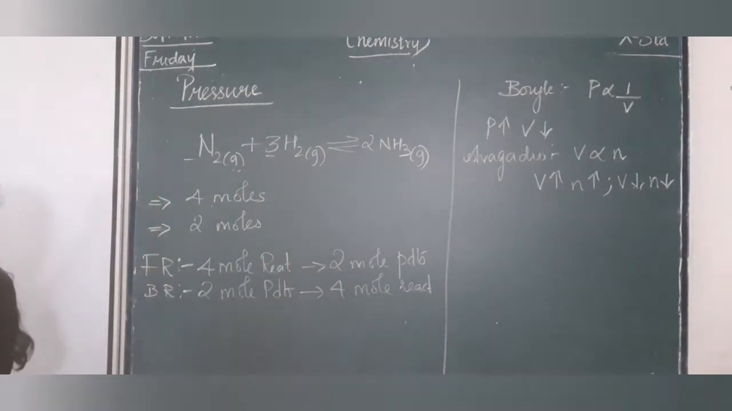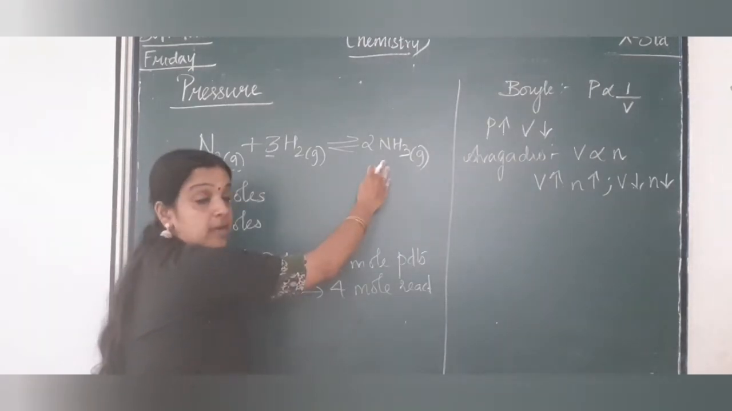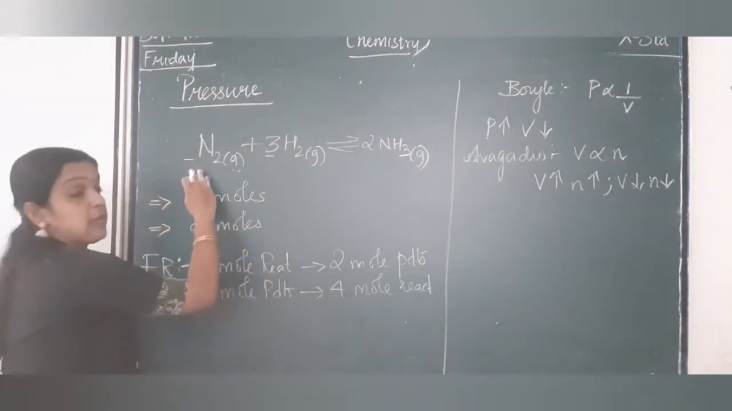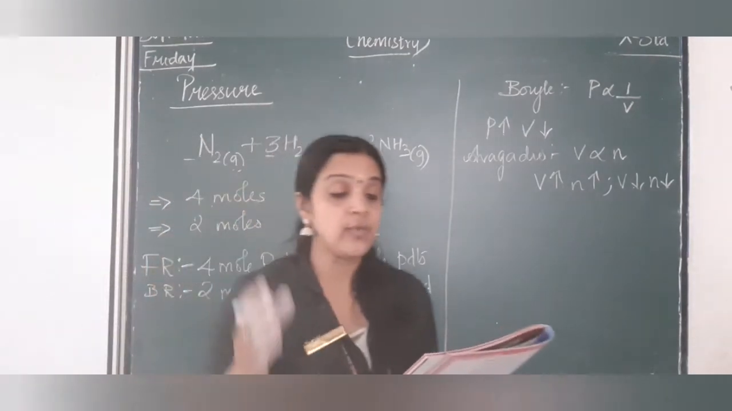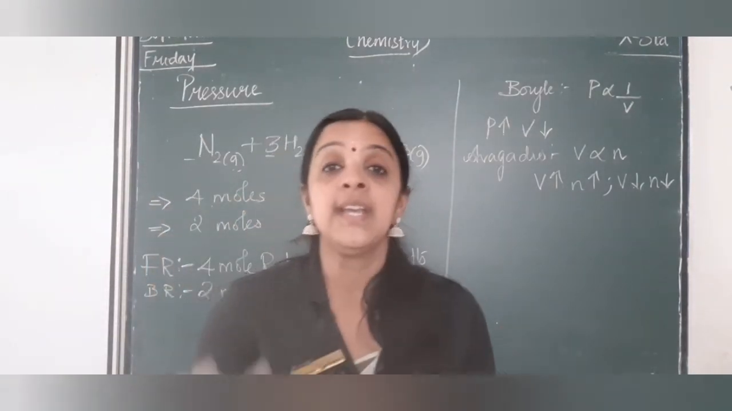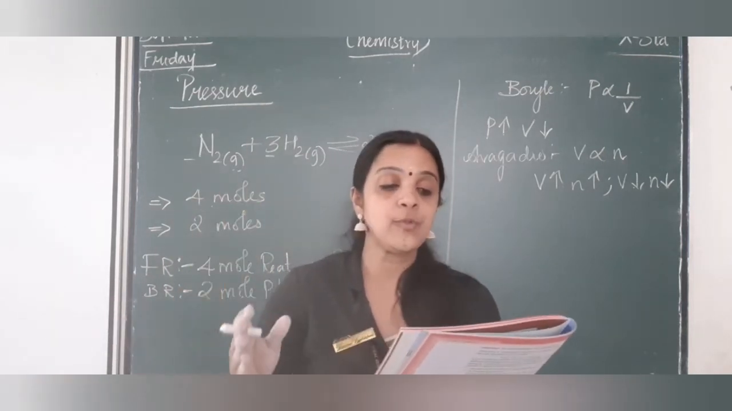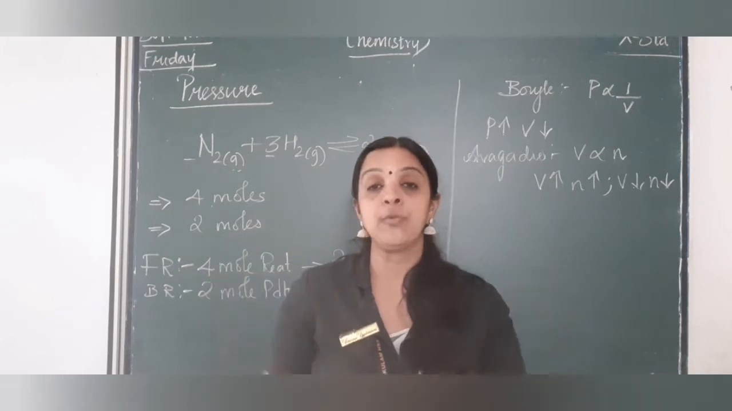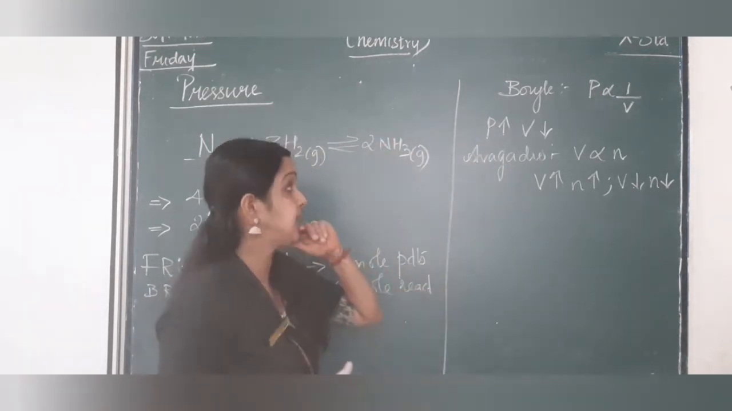But what happens in the backward reaction? In the backward reaction, 2 moles of my product react to give my 4 moles of reactant. So that you can write in the backward reaction. In a gaseous system, a decrease in number of moles helps to decrease the pressure. What do you mean by that? For that, we will get back to our second chapter.